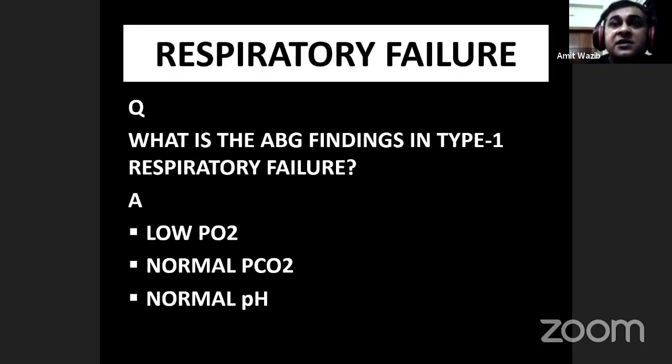Again, you will be asked, what is the sign of type 1 respiratory failure? The only sign of type 1 respiratory failure is central cyanosis. In fact, what is the common sign of all types of respiratory failure? The common sign of all types of respiratory failure is central cyanosis. Central cyanosis means hypoxia.